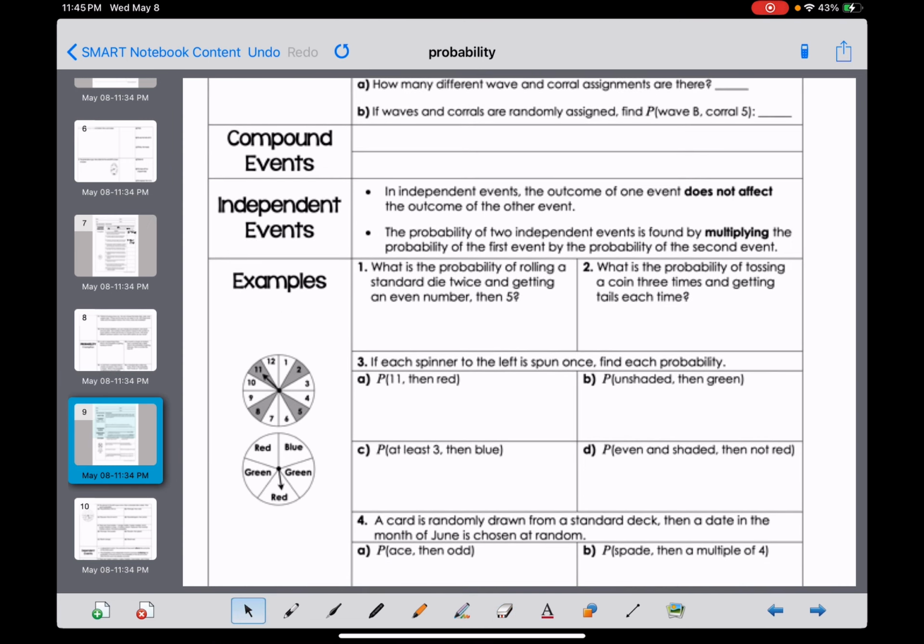So for example, it says for number 1, what's the probability of rolling a standard die twice and getting an even number and then a 5?